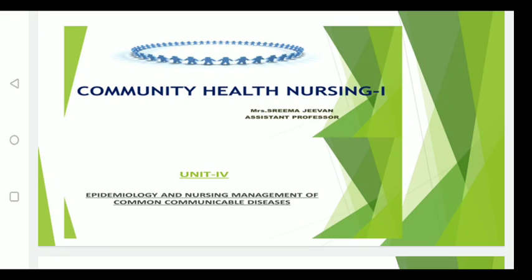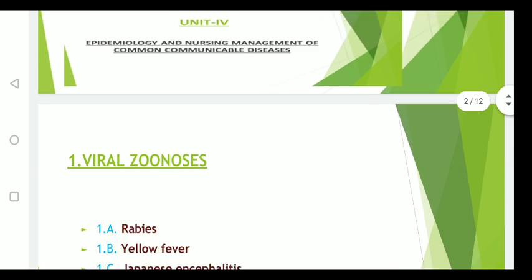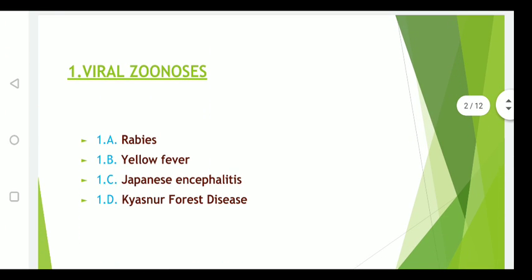I am dealing with community health nursing, unit number 4, epidemiology and the nursing management of common communicable diseases. So last class we studied about zoonosis, and under that there are so many types of zoonotic diseases. So we'll see it one by one.